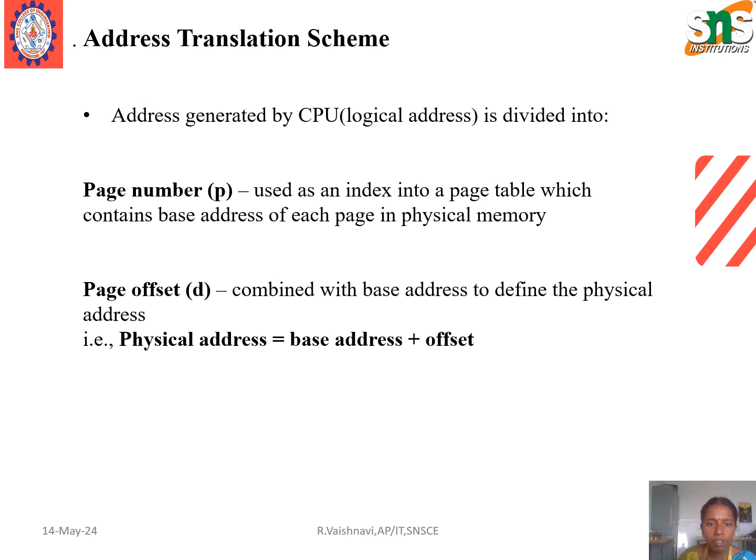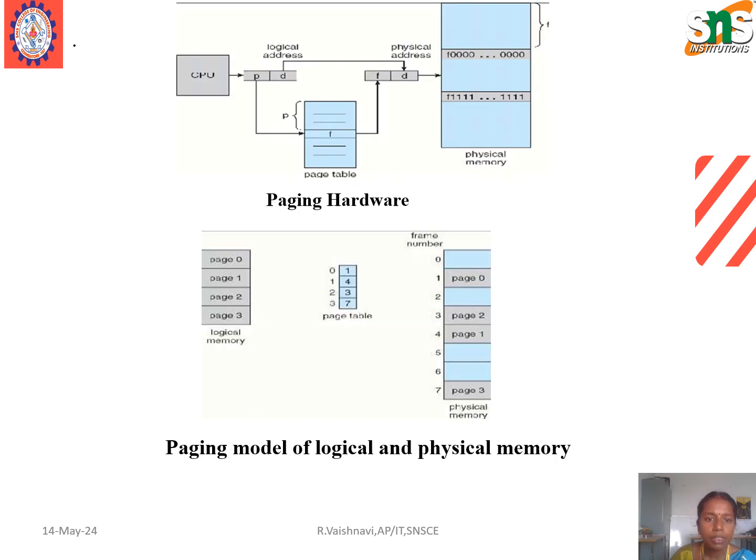Address translation scheme. The address generated by the CPU, that is the logical address, is divided into a page number, used as an index into a page table which contains the base address of each page in physical memory. Next is the page offset, which is combined with the base address to define the physical address, that is, physical address is equal to base address plus offset.